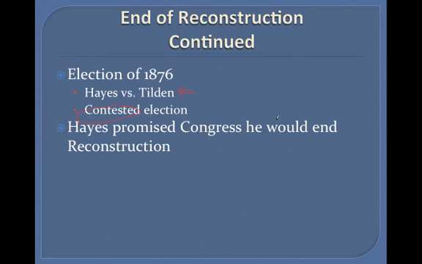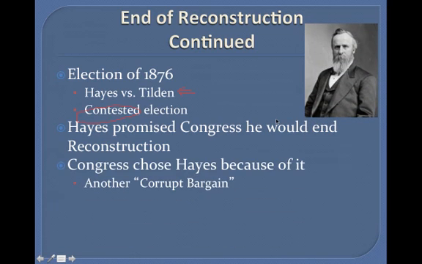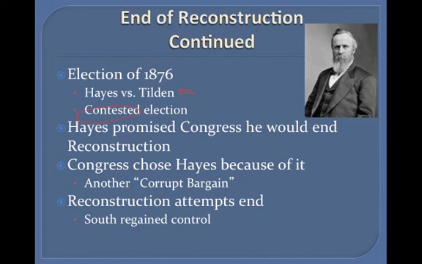Hayes told Congress, I'll get rid of Reconstruction if you elect me. They like that idea. He gets elected. And, well, he ends Reconstruction. So the South was able to regain their control over everything that was really going on in the South. And this leads to a lot of Jim Crow laws and such, which we will talk about later. And that's actually a super good search term, Jim Crow laws, for the future.